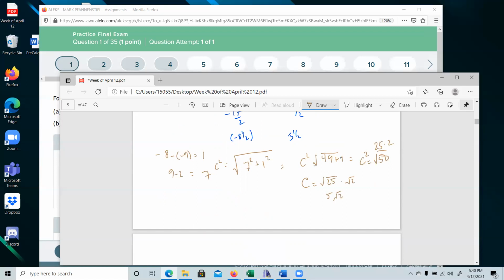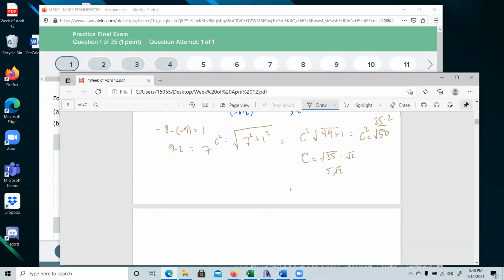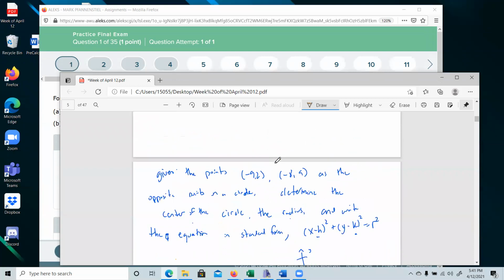That's 5 root 2. However, this is not the answer I want, because this is going to tell me the whole thing. And if I told you that this whole thing is the circle, how much of that is the radius? And you would say half of that. Okay, so the radius is equal to 5 square root of 2 over 2, or square root of 50 over 2. That's my radius. Okay. So great. We've got the distance, which is what they asked for at the beginning.